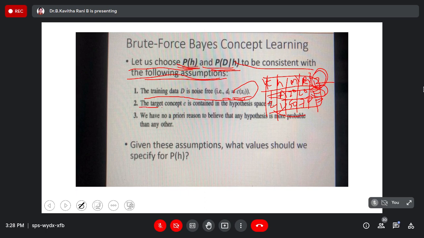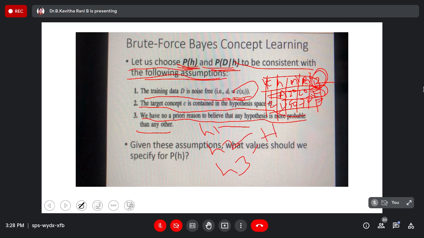Next, the target concept C is contained in the hypothesis space H. What we are assuming is that the target concept is present in the hypothesis space H. We have no prior reason to believe that any hypothesis is more probable than any other. Say in the hypothesis space, that is H1, H2, H3. So different hypotheses have come, with outputs. So all of these are in the hypothesis space.